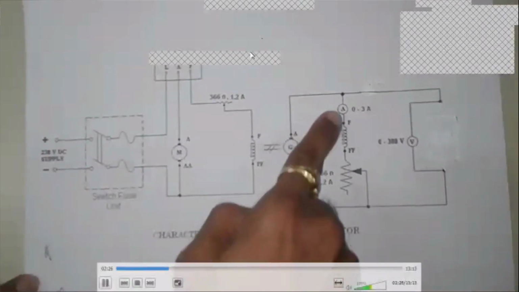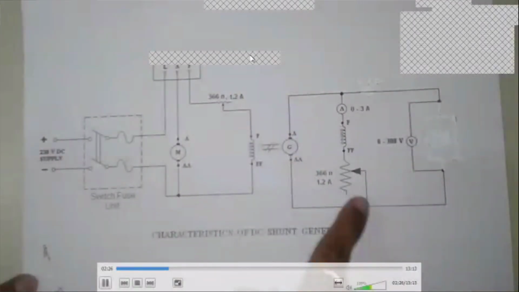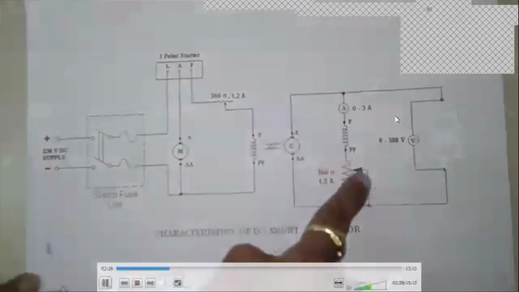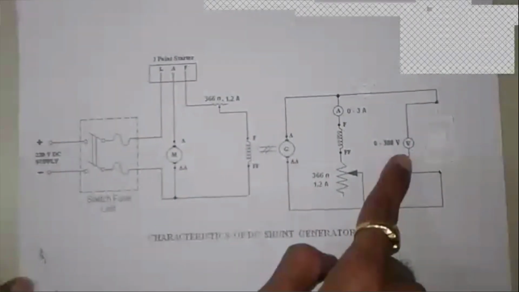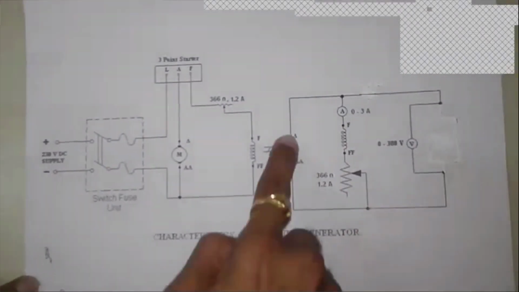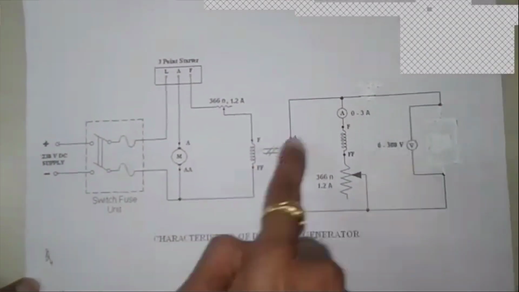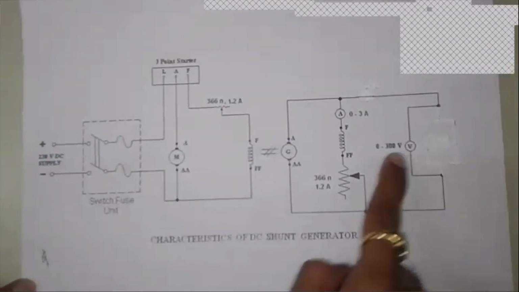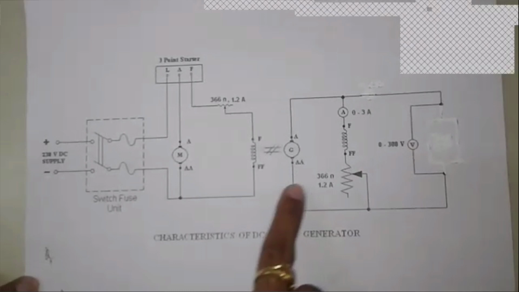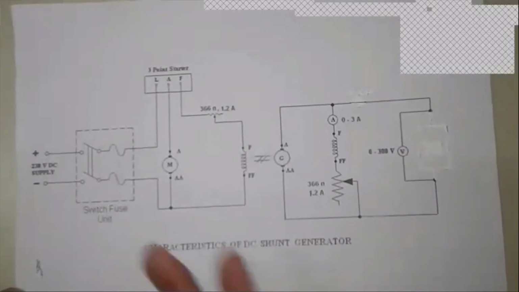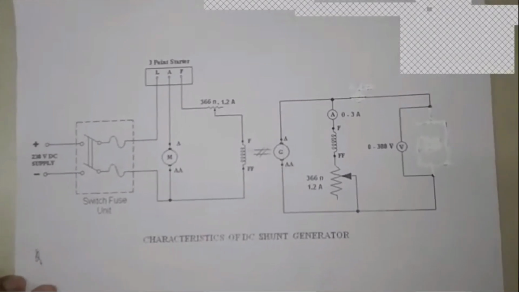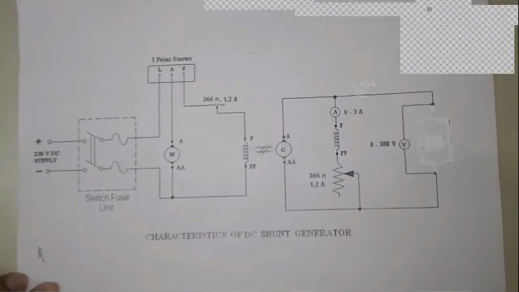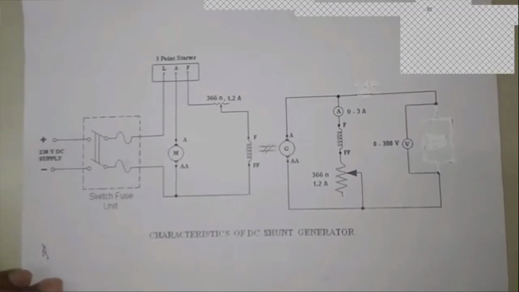So here we have to take two readings. The first reading is the field current, which is passing through this path from positive to negative, and the second reading is the voltage across the generator. So this is the voltage connected across the generator. We have to find out the open circuit characteristics of the DC shunt generator by use of this practical. Now we can perform this practical and see how we have to connect the connections and what readings we have to take.